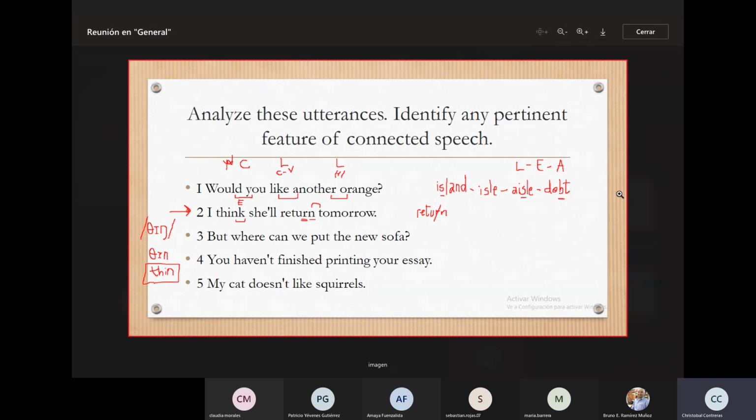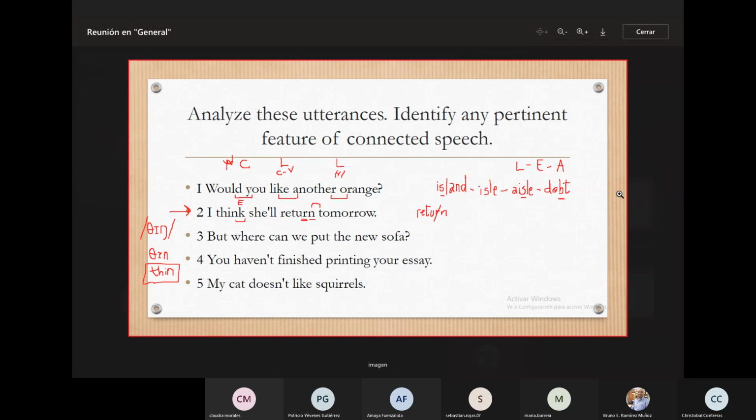Any other feature of connected speech that any one of you were able to identify? I think there is an elision in "where", because we don't say the final E. That's right. Absolutely right. There's some sort of elision there, right? The final grapheme, final letter is not pronounced. Excellent. All right.